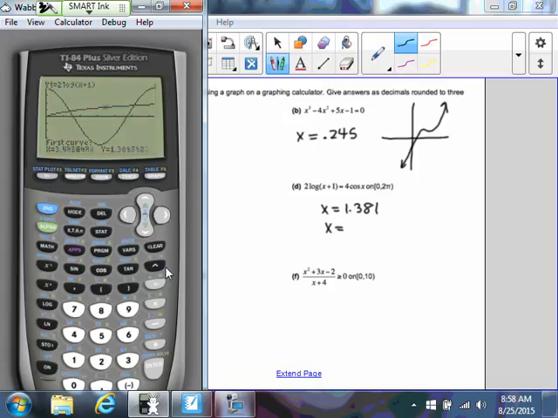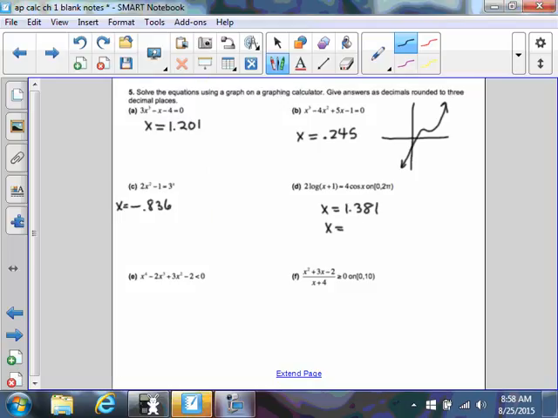It takes forever for the little cursor to move. You're feeling confident in your answers? No one's shouting it out? 5.117, yeah. Okay, so that one had 2 solutions.